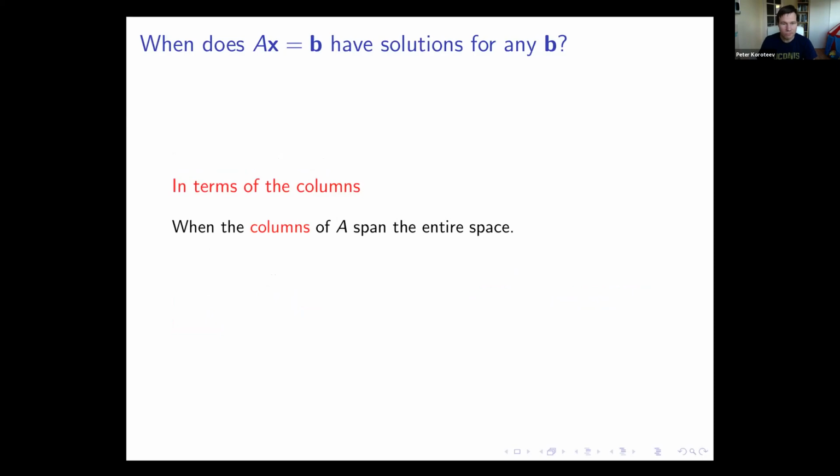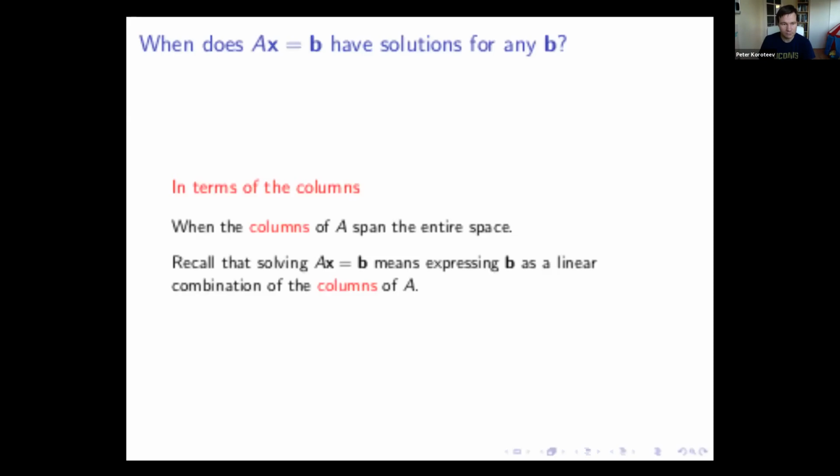And then in terms of columns, we say that the columns of A span the entire space, right? So that's again the statement that the span of the vectors lets you construct the vector space by taking the span of all column vectors of the matrix. And in this language, solving Ax equals b means that you want to write b as a linear combination of columns.